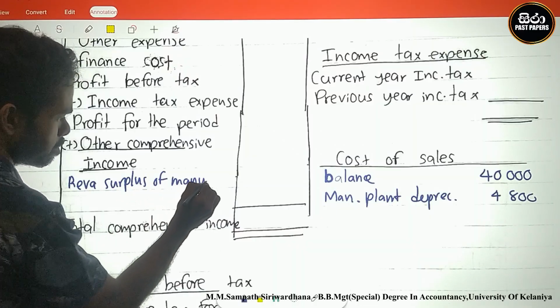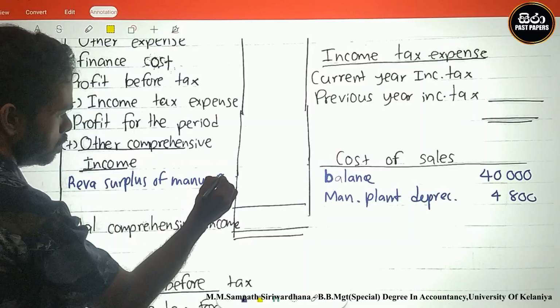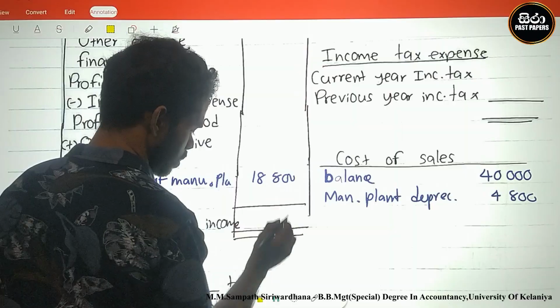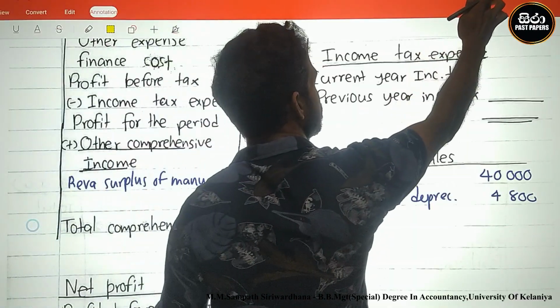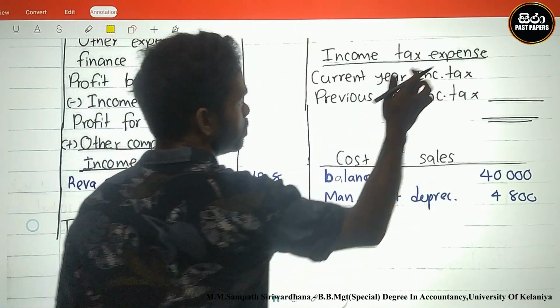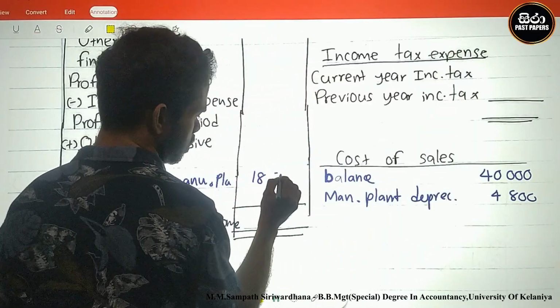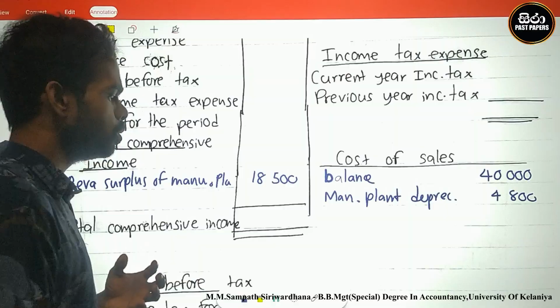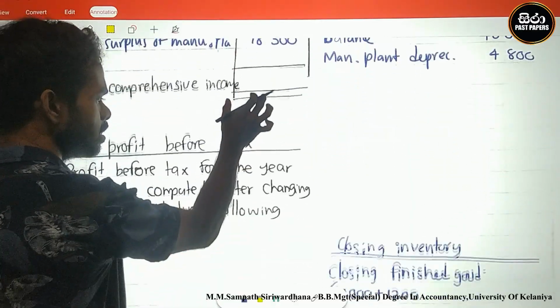manufacturing plant, 18,500. Sorry, 18,500. After that, we must include the actual figures. This is the answer now.